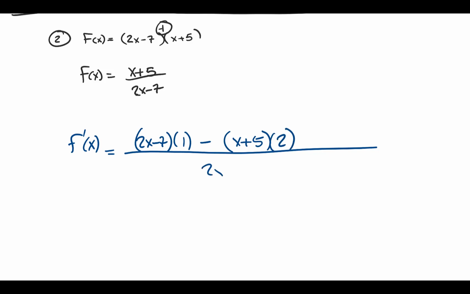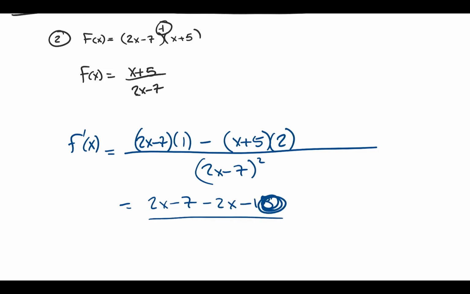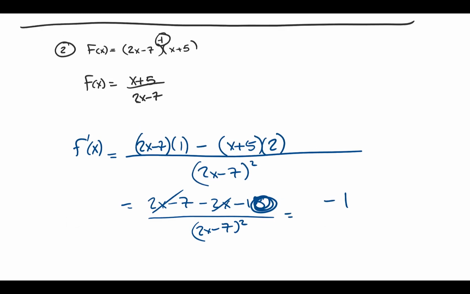Now we square the bottom. And we're good. Let's clean up that numerator. 2x minus 7 minus 2x minus 10, all over 2x minus 7 all squared. And you see something did actually clean up just a tad bit there. So I think that our answer is going to end up being, what's that, negative 17 over 2x minus 7 all squared. Is that right?